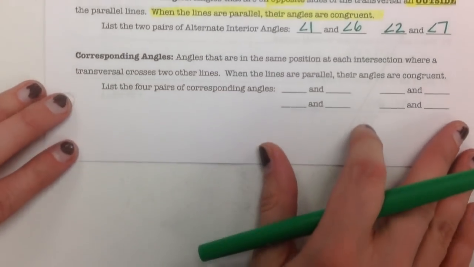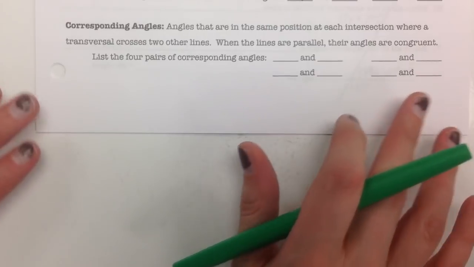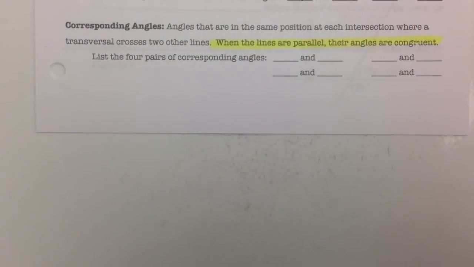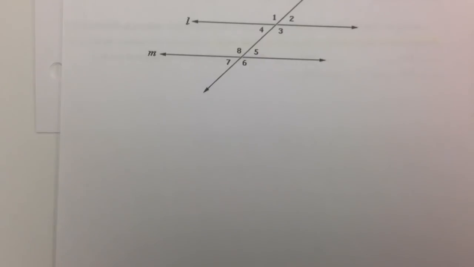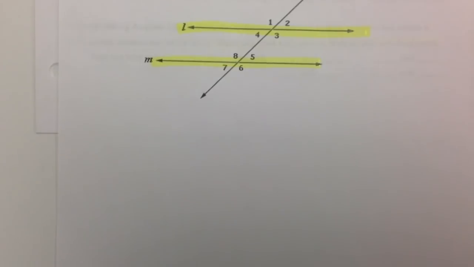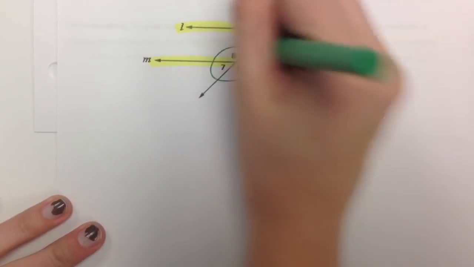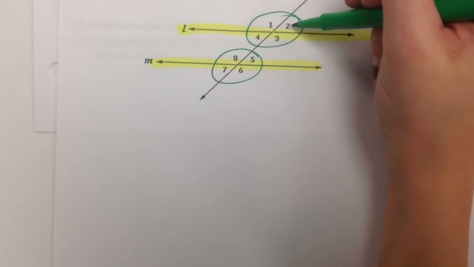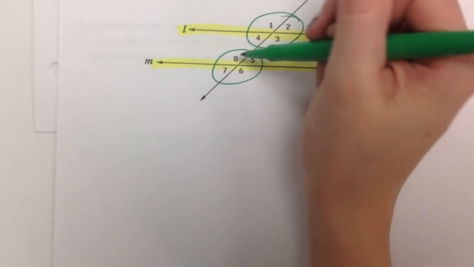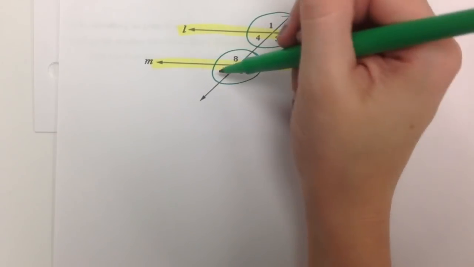And then the last type of angle that we're going to look at is corresponding angles. They are angles that are in the same position at each intersection where a transversal crosses 2 other lines. And again, when the lines are parallel, their angles are congruent. So basically what we're looking at here is we've got our 2 parallel lines, and they both have 4 angles on it. You've got one on the top left, one on the top right, one on the bottom right, one on the bottom left. On the bottom here we have top left, top right, bottom left.